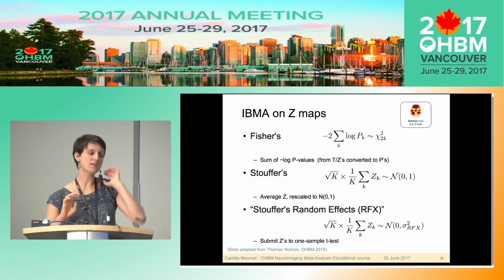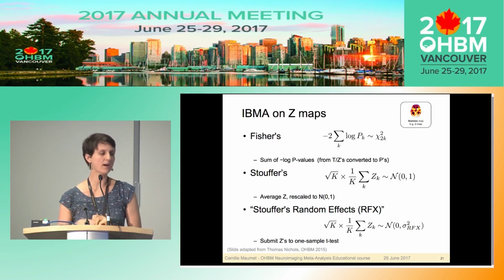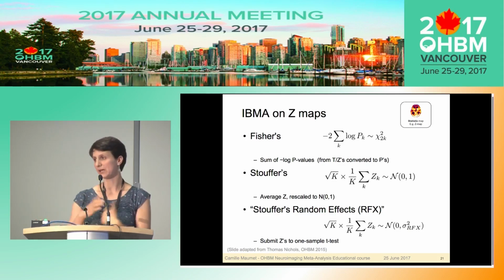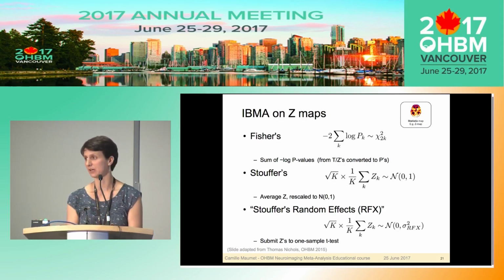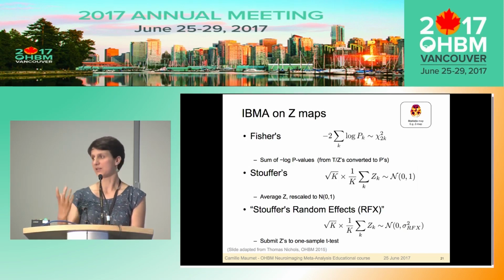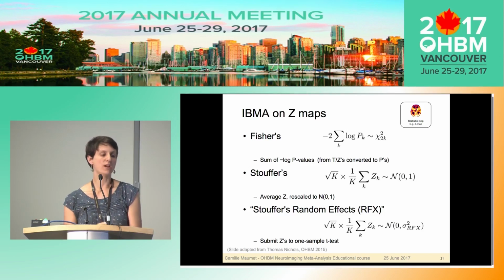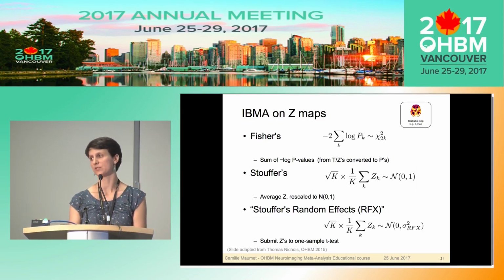So first, if I only have Z maps, there are approaches that allow me to combine the p-values, which we can easily derive from the Z maps. We can do a statistic that corresponds to the average of the Z-maps rescaled so that we get a standard normal distribution. Or if we want to allow for some between study variance, because the first two approaches are fixed effects, so they assume that we have a between study variance that is equal to 0, then we can do a one-sample t-test on Z-maps.